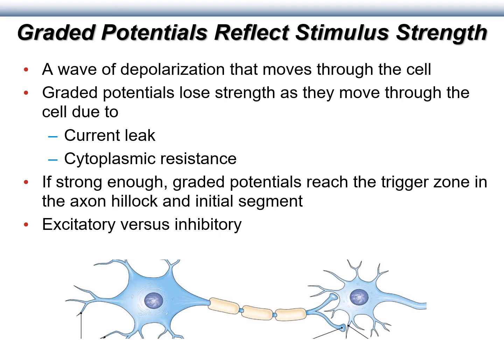As I mentioned, graded potentials can vary in strength. They can reflect stimulus strength, but they can also be depolarizing or polarizing. Again, the difference between repolarizing and hyperpolarizing is in reference to the -70. If they're going from greater than -70 to -70, that would be repolarizing. And if they're going beyond -70, it'd be hyperpolarizing. But in both cases, it's inhibitory.